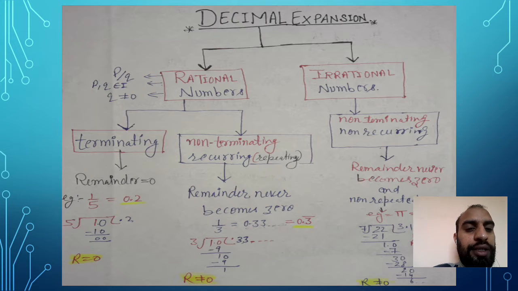The second case of rational numbers is non-terminating recurring. Recurring stands for repeating. So here the condition is the remainder never becomes 0. And the second word, recurring, represents that whatever answer you are getting is repeated. So let's take the case of 1 upon 3. You can see here how to divide 1 by 3.